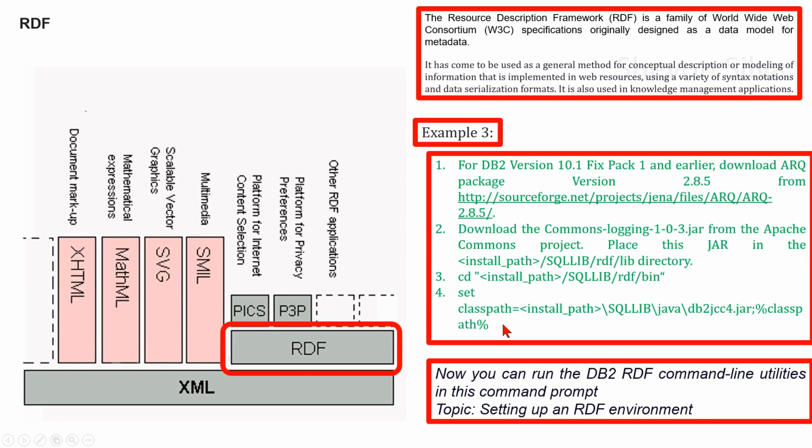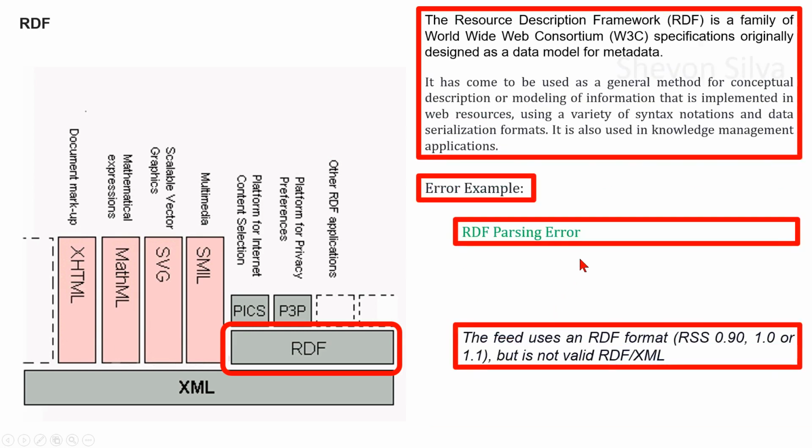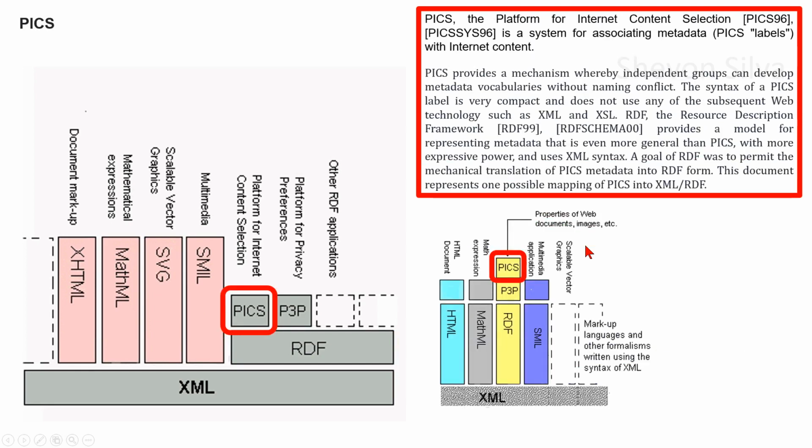As an error example, we can consider RDF parsing error. The feed uses an RDF format, RSS 0.90, 1.0 or 1.1, but it is not valid RDF/XML. Now we are considering PICS.